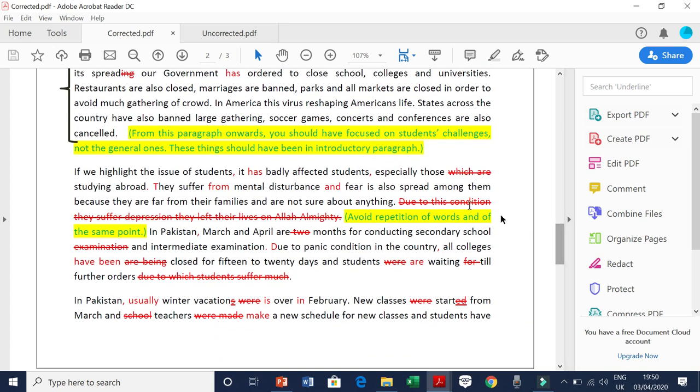You can see that I have crossed out some of the expressions. For example, this expression, "due to this condition, they suffer depression, they left their lives on Allah Almighty." It was unnecessary, plus it was already mentioned. So avoid repetition of words and of the same point. You have to be precise, you have to be brief.